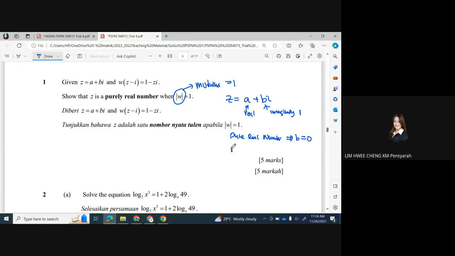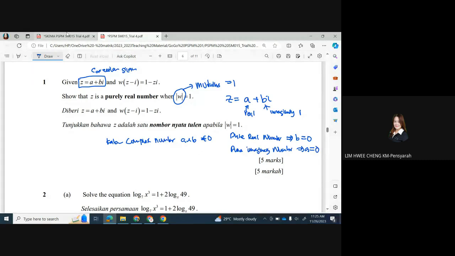If it is a pure imaginary number, then its A is zero. If it is a complex number, then A and B are not equal to zero. So it has the Cartesian form. This form we call the Cartesian form. So how are you going to do this?